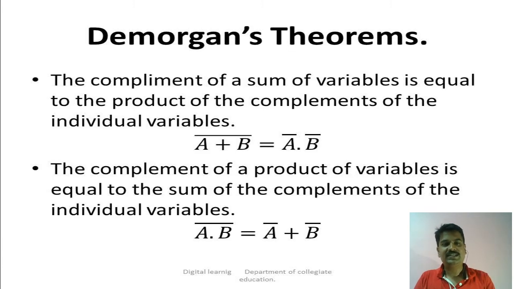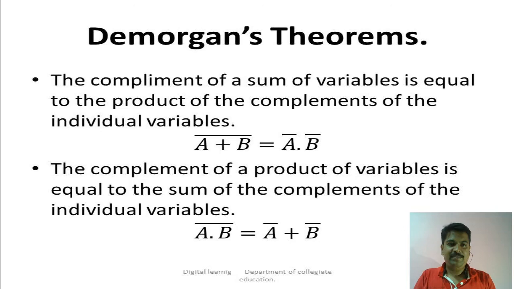So left hand side is complement of sum of the variables, and the right hand side is the product of complement of individual variables a and b. So these two are equal according to the first De Morgan's theorem. I'll repeat the statement of the first De Morgan's theorem once again. The complement of sum of the variables is equal to product of the complements of individual variables. That means in the form of equation, (a plus b) whole bar is equal to a bar dot b bar. I can explain this equation a little more.